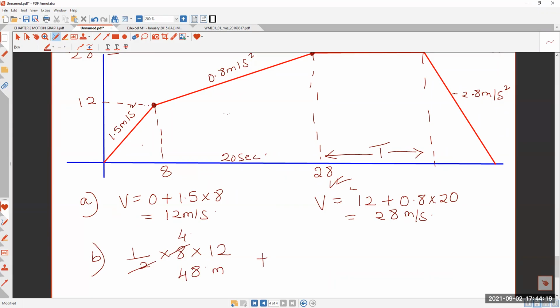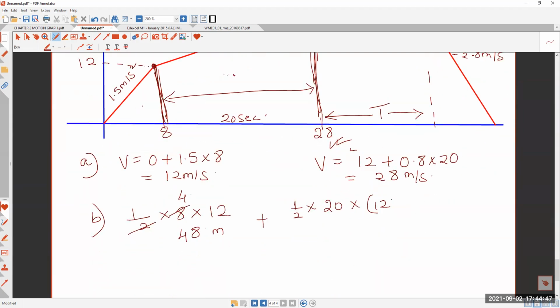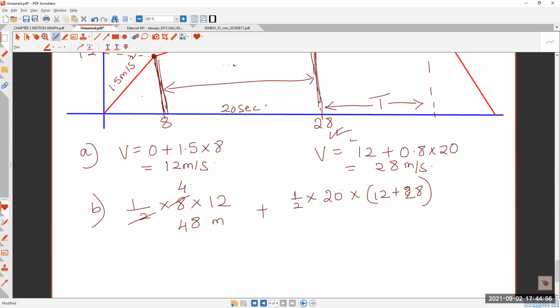Plus, this side is a trapezium: half h (a plus b). These two are parallel lines, and the distance between the parallel lines is the height, which is 20. a is 12 and b is 28. 28 plus 12 is 40, and 40 into 10 is 400. So 48 plus 400 is 448 meters. Is this clear?